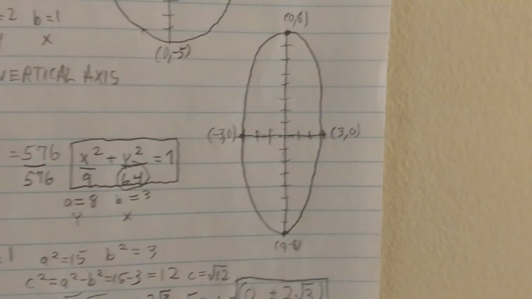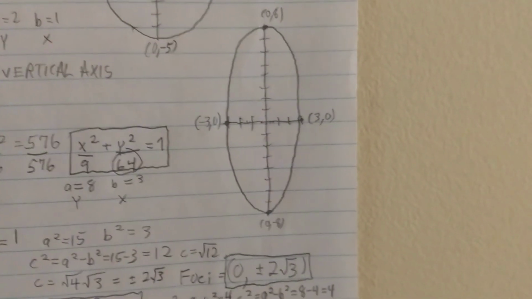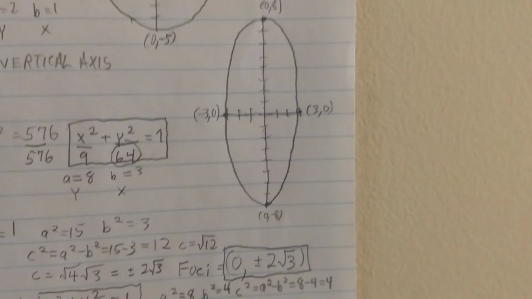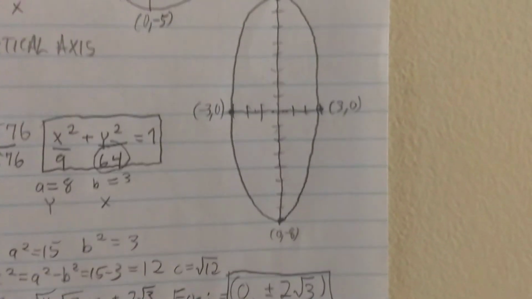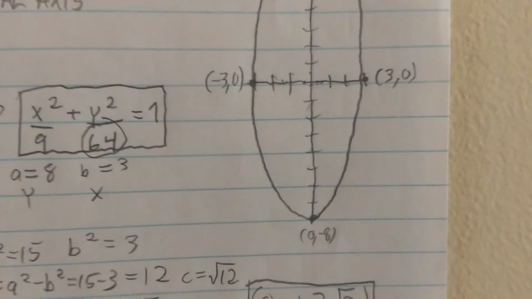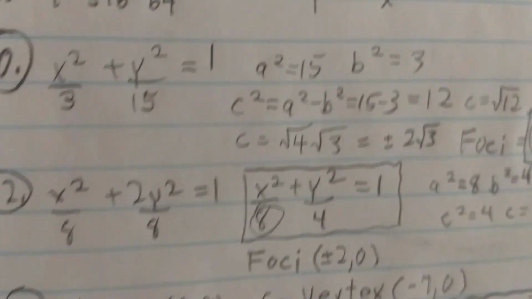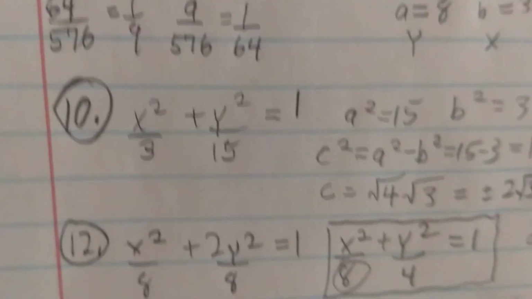So this one is from the origin, up or down 8. So the vertices are (0, 8), (0, -8), and the co-vertices are plus or minus 3 from the origin, or (-3, 0) to (3, 0). And that's the last ones we have to graph.